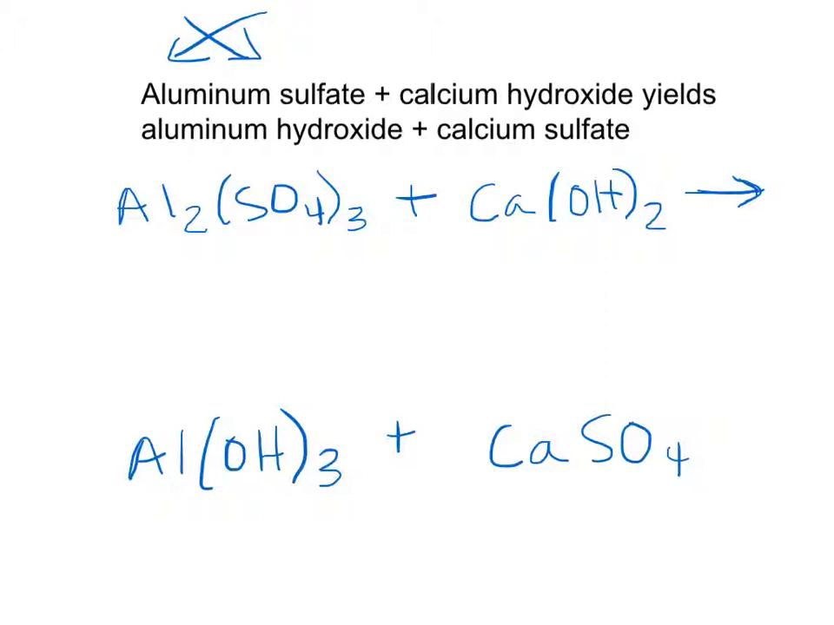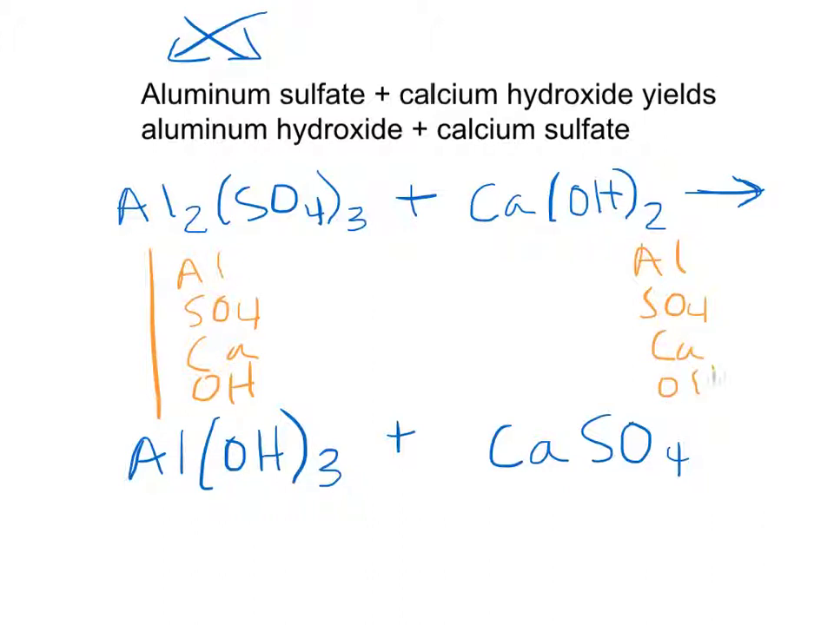Okay, so let's go ahead and balance these out. And look at the way that I'm going to write this one. So I'm going to take aluminum, I'm going to take sulfate as a whole ion, I'm going to take calcium, and then I'm going to take hydroxide. And so this is for my reactant side over here, and then for my product side I'll do the same thing. Al, SO4, calcium, and then my hydroxide ion.